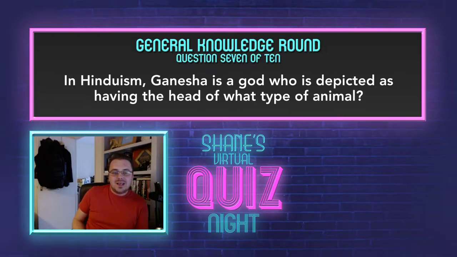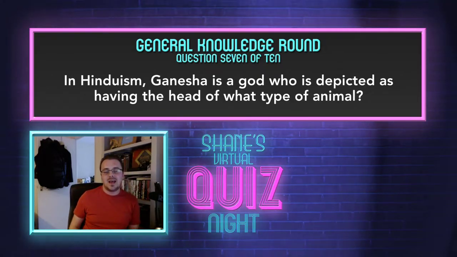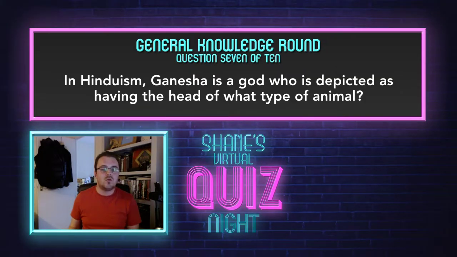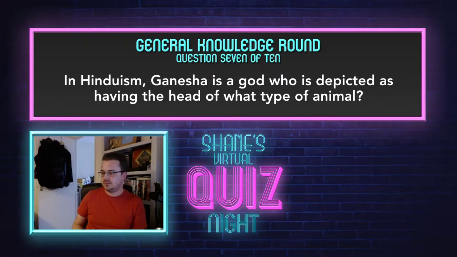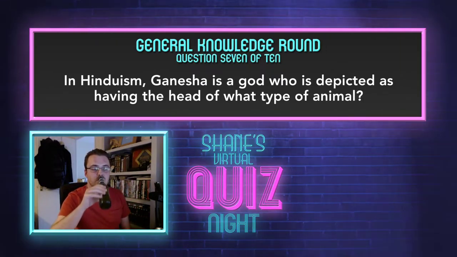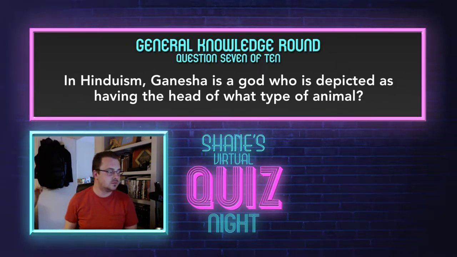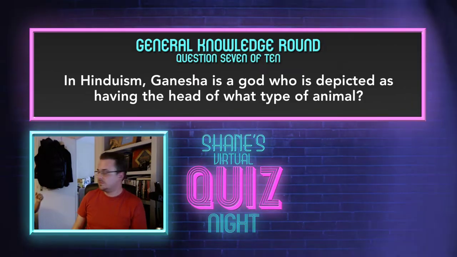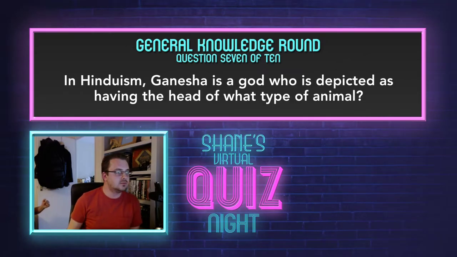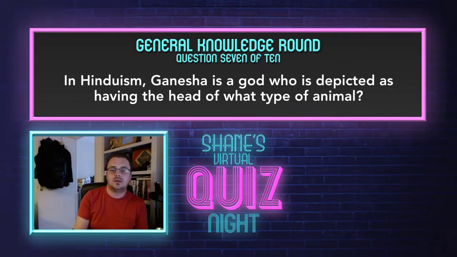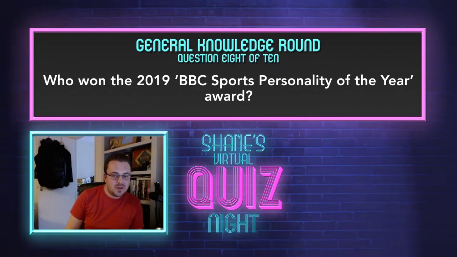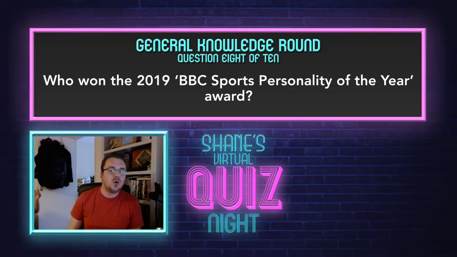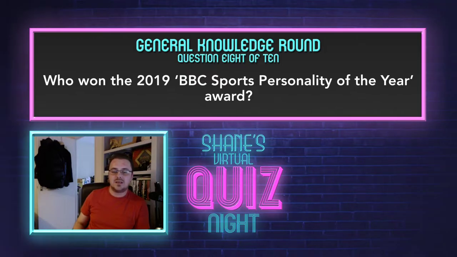Question number seven. In Hinduism, Ganesha is a god who is depicted as having the head of what type of animal? Your next question, question number 8 of 10. Who won the 2019 BBC Sports Personality of the Year Award?